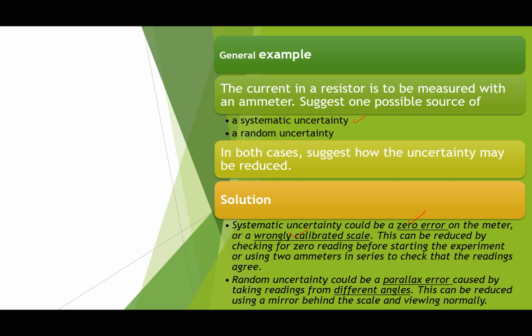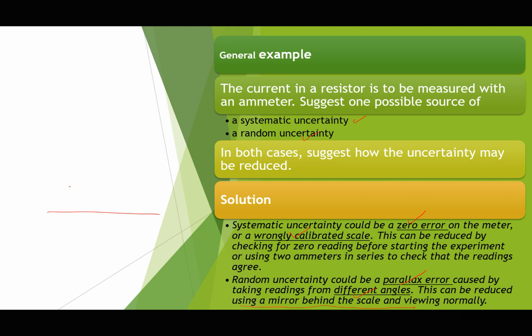Random error. A random error is most likely due to taking readings from different angles, wrong interpolation. It could be parallax error caused by taking readings from different angles. It could be wrong interpolation between scale divisions. How do we reduce a random error? We said normally, if you are taking a reading from a scale, you can place a mirror behind the scale and then you view normally.